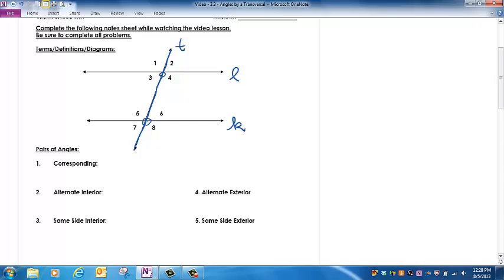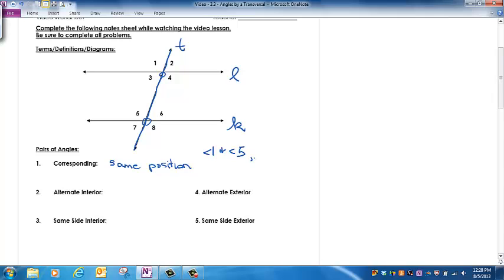Our first pair of angles is called corresponding. Corresponding literally means same position. So in my top neighborhood, I look at angle 1, it's in the upper left. That is in the same position as angle 5. So we can say that angle 1 and angle 5 are corresponding.